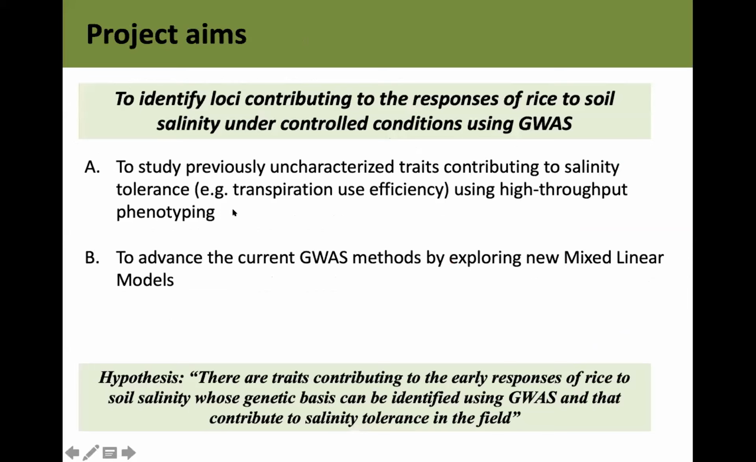So the project aim, as I mentioned previously, is to identify loci contributing to the responses of rice to soil salinity under controlled conditions, using GWAS. I do this by studying previously uncharacterized traits, such as transpiration use efficiency, using high-throughput phenotyping methods. I also had the goal to advance current GWAS methods by exploring improved mixed linear models.